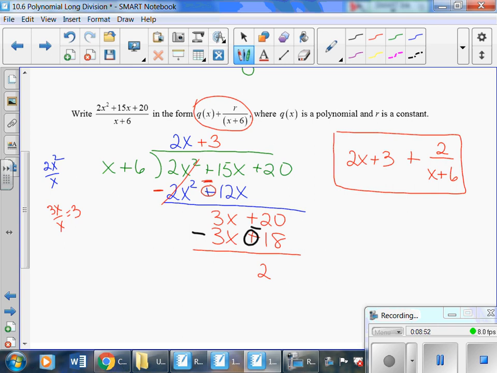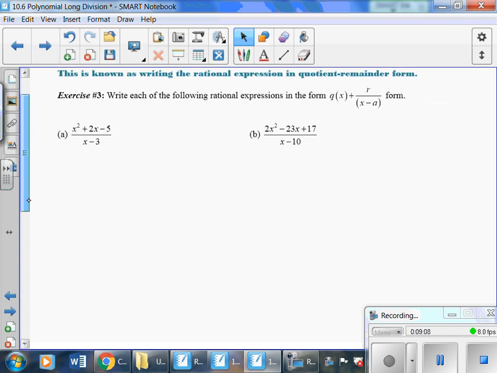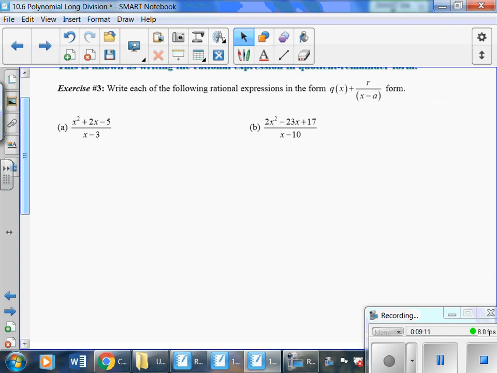Okay, moving on to exercise 3. So when we divide two polynomials, we always get another polynomial and sometimes a remainder. This is known as writing the rational expression in quotient remainder form. All right, so if it does turn out to be a remainder, we get that remainder plus r over whatever we're dividing by, our denominator, if you remember. So let's take a look at the next one.